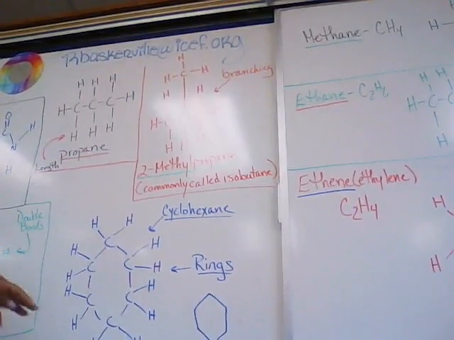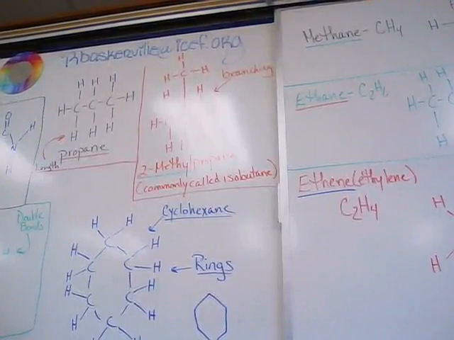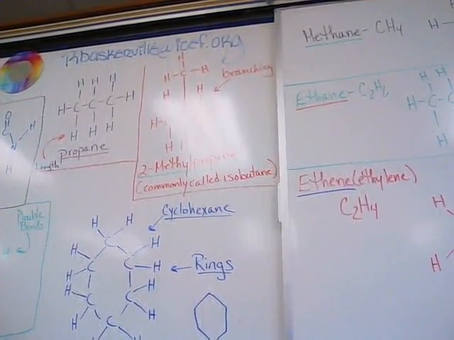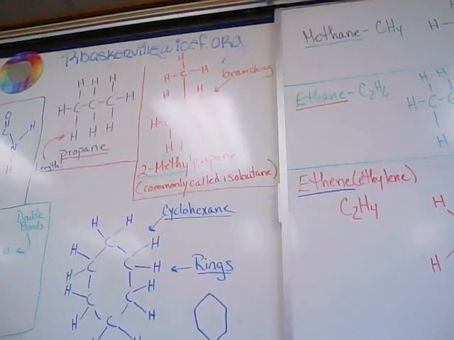All right? For the rings, some carbon skeletons are arranged in rings, and this is the abbreviated structural formula for each compound. Each corner represents a carbon and its attached hydrogen.